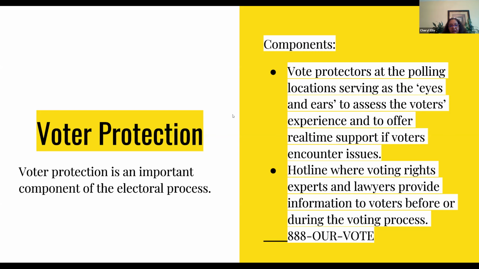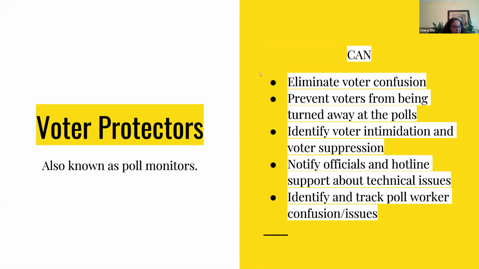So some of the things that our vote protectors, also known as poll monitors, do: they can eliminate voter confusion, they prevent voters from being turned away at the polls, they can identify voter intimidation or voter suppression, and you would be amazed at some of the things that they may see. It could be something like there are police officers that are there. And I know some folks will feel, well, police officers are safe. Well, for some people, that could be intimidating.